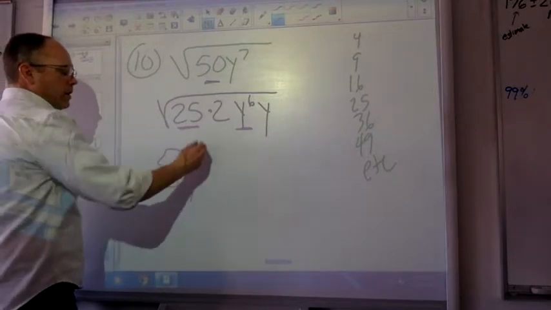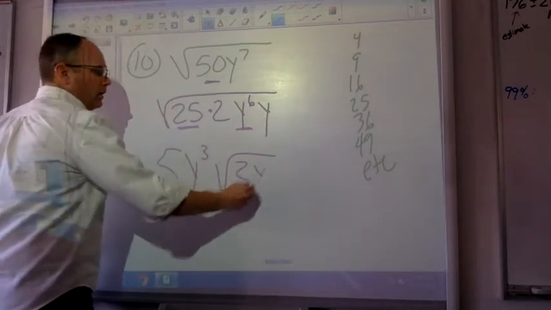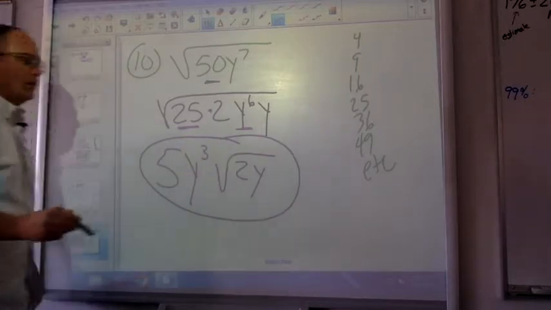Y to the 3rd. What's left under the radical? 2 and a y. Done, done, done.